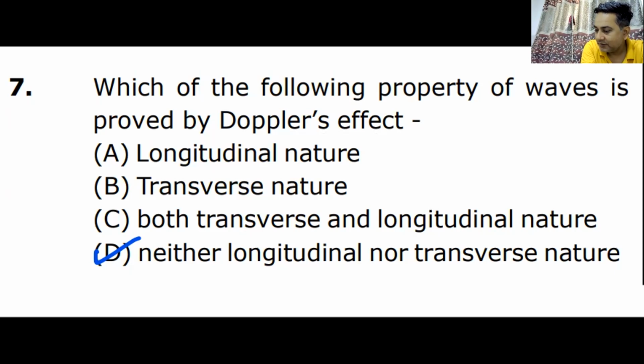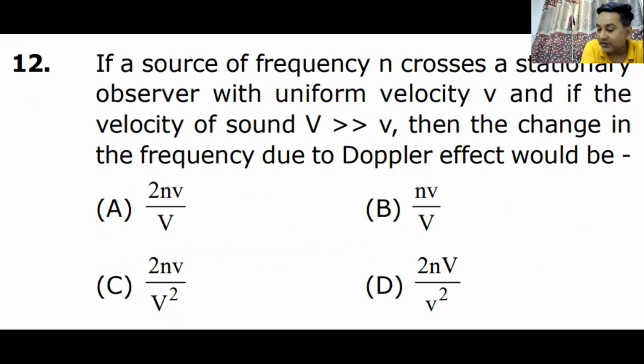Then next question coming to you on your screen. I hope that the answer and the option are correct. So tell me the answer. If a source of frequency n crosses a stationary observer with a uniform velocity v, and if the velocity of sound, capital V, is much larger compared to small v, then the change in the frequency due to Doppler effect would be? I'm waiting for your answers. There is only one correct answer here. What is that one?